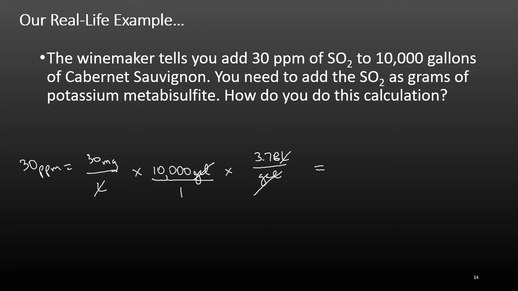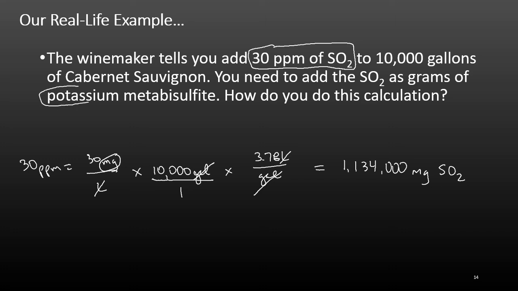So if I do the math here, and this is the same math as in the last problem, I get 1,134,000. And what units are left after canceling? Milligrams. So this is milligrams of SO2, right? Because we said here we're adding 30 parts per million SO2. But remember, we're adding it as potassium metabisulfite. So we have to convert the milligrams of SO2 to milligrams of potassium metabisulfite.